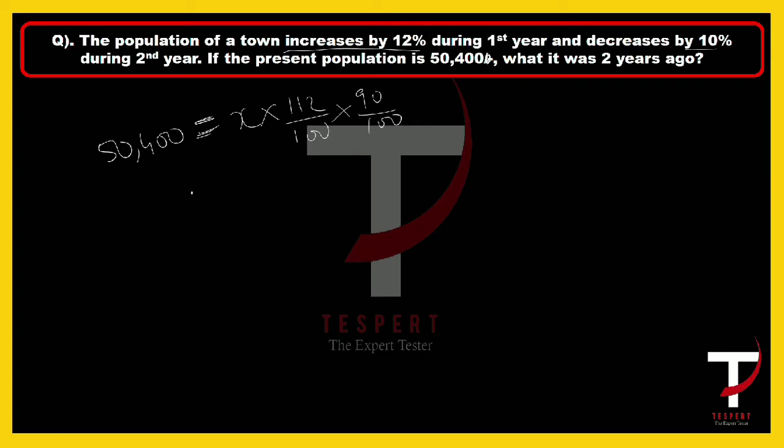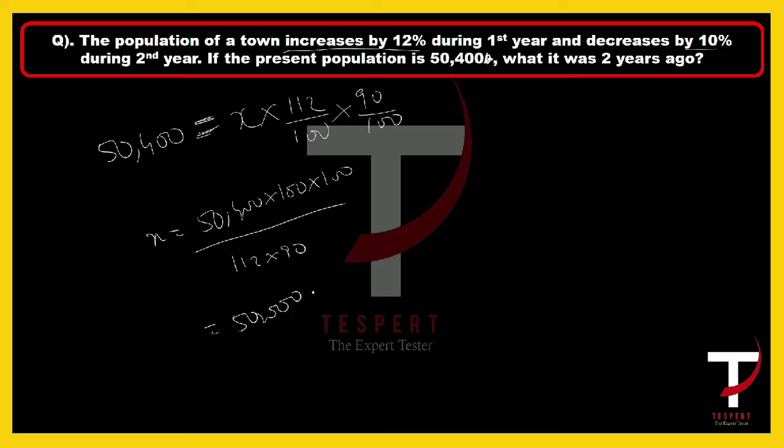So calculate x. x will be equal to 50,400 into 100 by 112 into 100 by 90, which will be equal to 50,000. So 50,000 was the population before 2 years. Fine. Let's move on to the next slide.